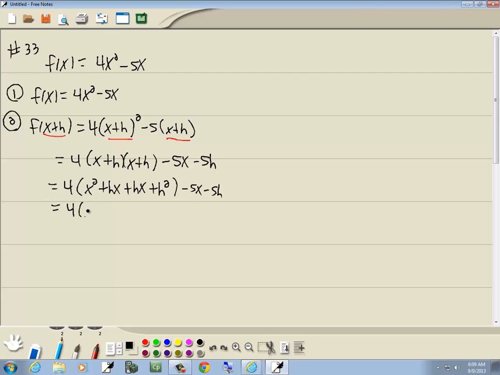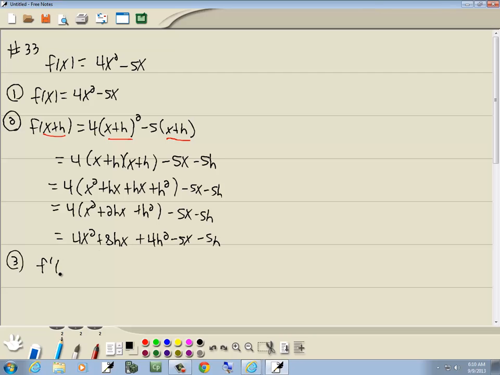Which gives us 4 times, combining like terms, hx plus hx is 2hx, plus h squared, minus 5x minus 5h. Multiply the 4 through. 4 times x squared is 4x squared. 4 times 2hx is 8hx. 4 times h squared is 4h squared, minus 5x minus 5h.